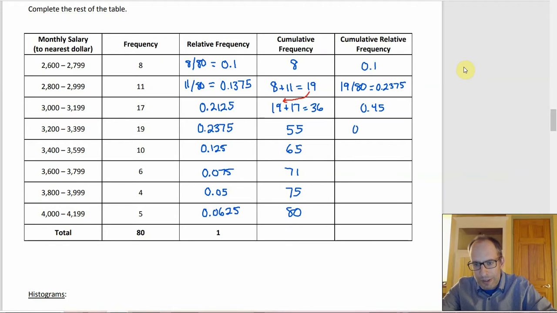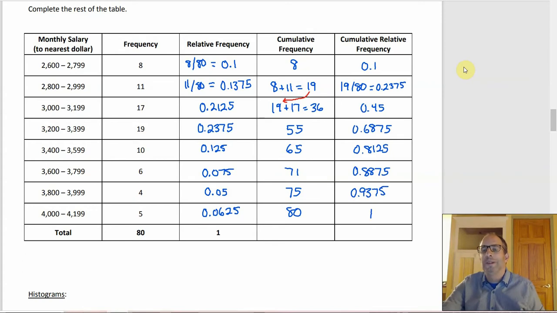55 is 0.6875. Then 0.8125 for 65 over 80. 71 over 80 is 0.8875. 75 over 80 is 0.9375. And the last one's a 1. All right, that's 80 over 80. Okay, so we got it, the whole table. All right, I think as far as the frequency table goes, that's pretty much everything that you can do.